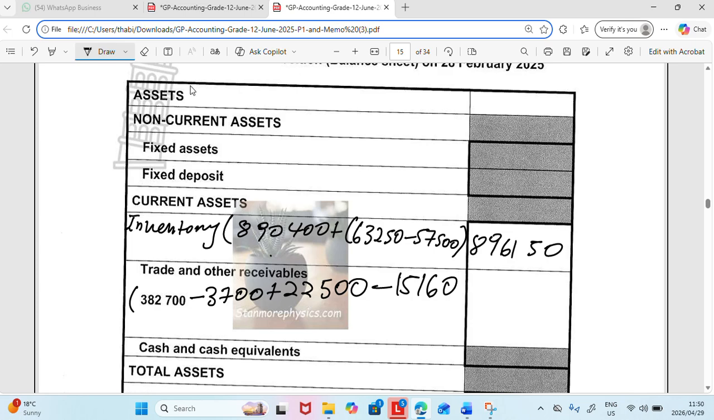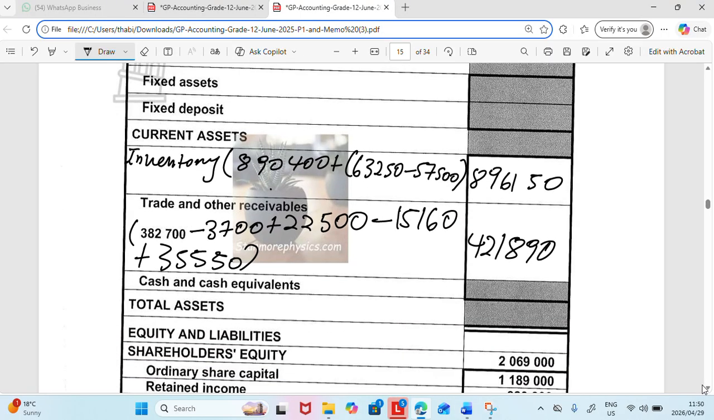So we go and add prepaid expense of 35,550. After that, you press your calculator and then you should get 421,890. So remember, guys, non-current assets were not completing.